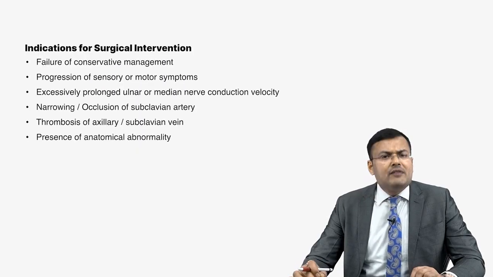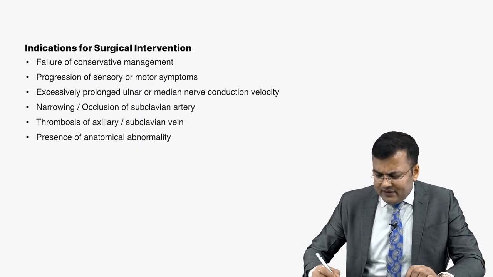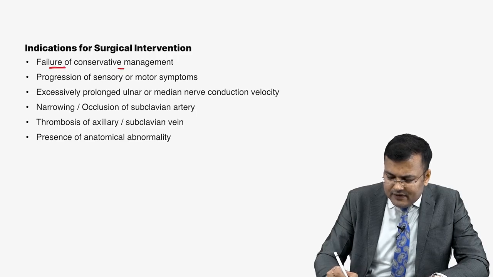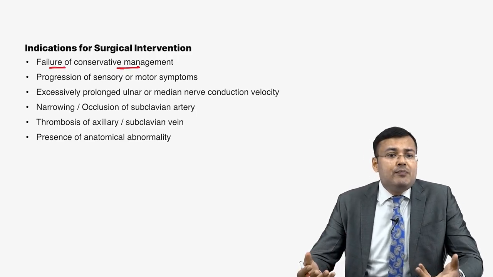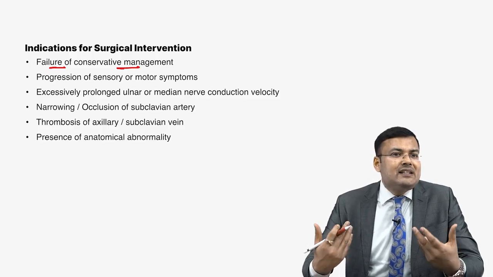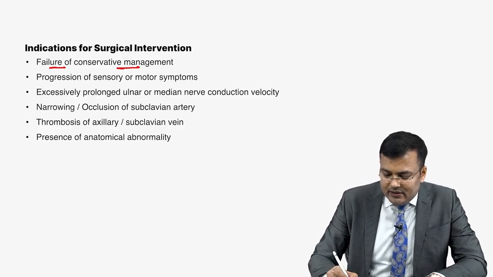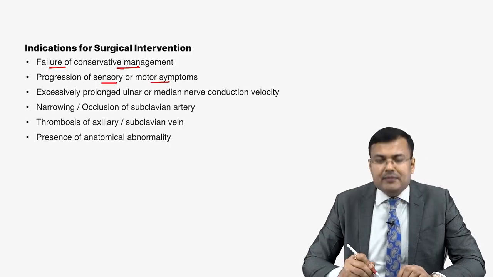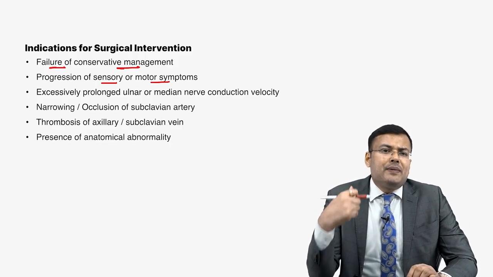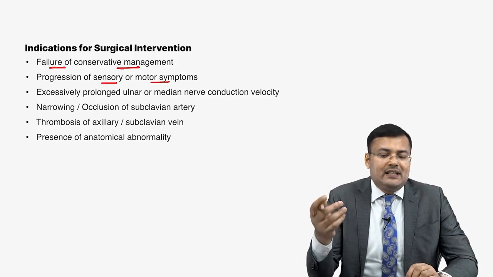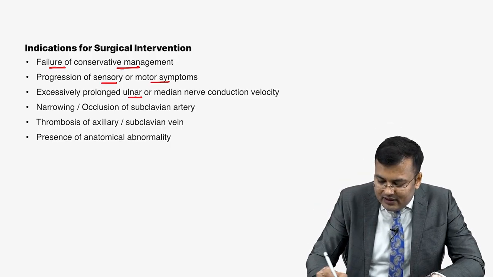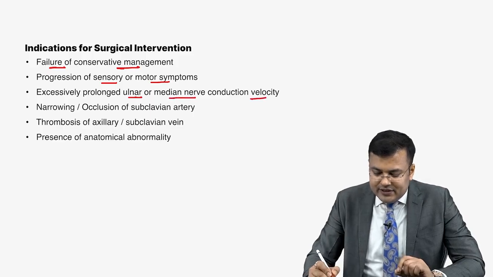What are the indications of surgical intervention? First, obviously, if there is failure of conservative management, meaning there is no improvement or there is deterioration of symptoms. Imagine there is progression of sensory or motor symptoms. If the nerve is compressed, in that case, what you are going to notice is excessively prolonged ulnar or median nerve conduction velocity.